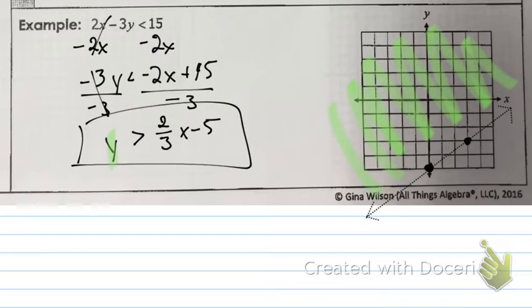So what do you think is the easiest point to test? Probably the origin. So I can slap 0 in for x and y. That would give me 0 is greater than -5. And is that true? Yes. So the origin needs to be in the shaded part. So you'd shade that part.